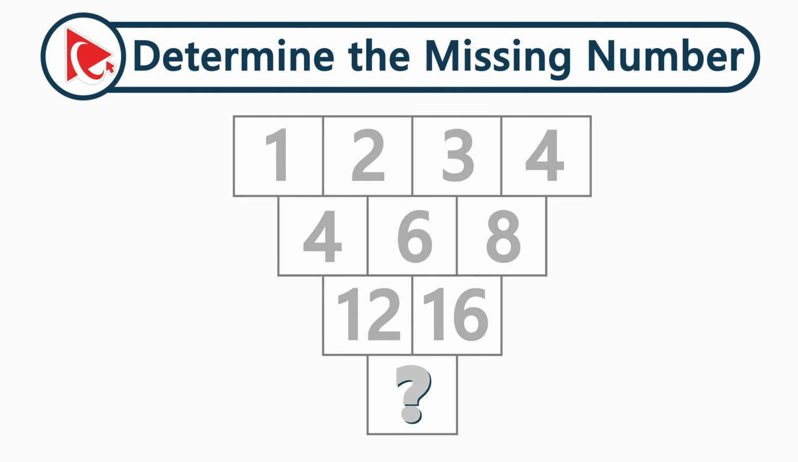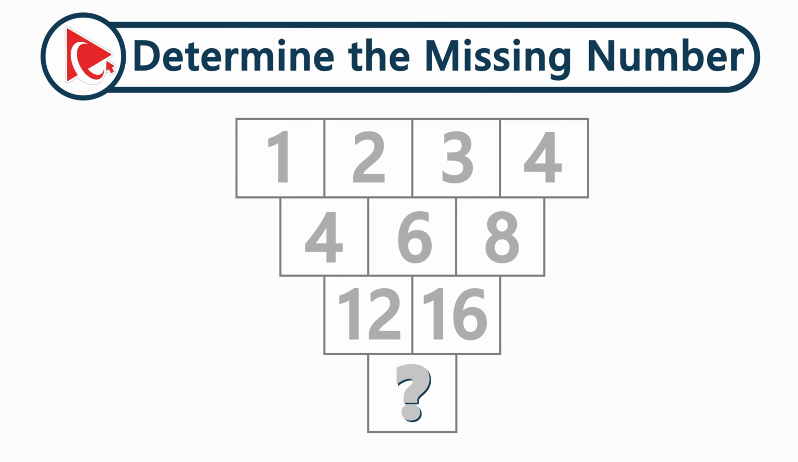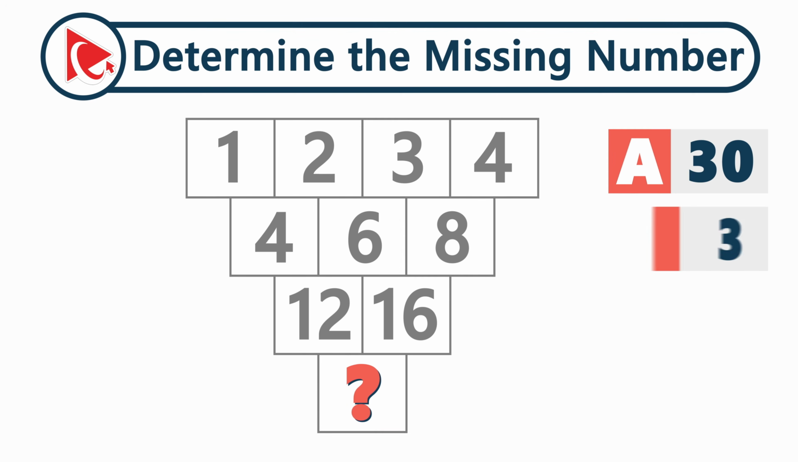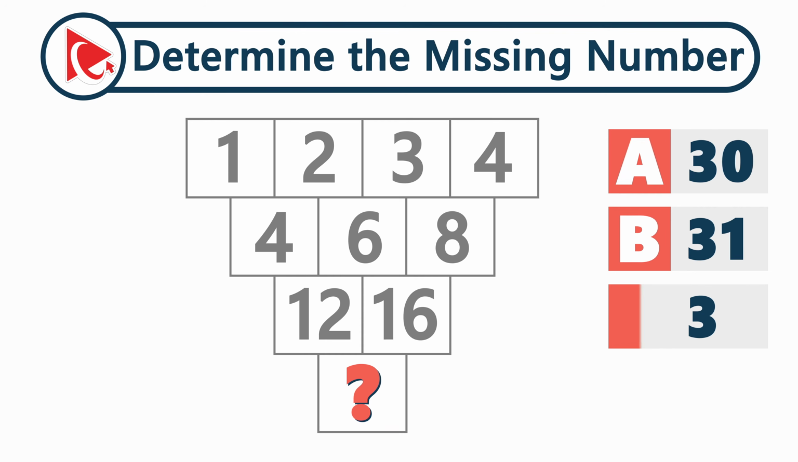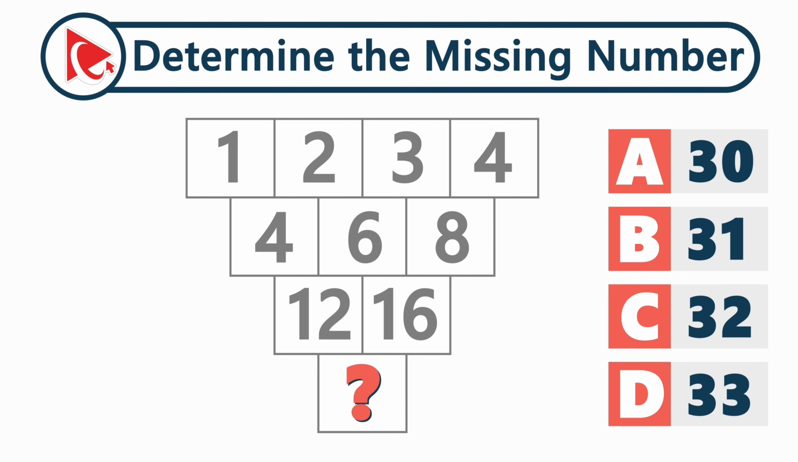In this question, you're presented with a reverse pyramid. First row in the pyramid has numbers 1, 2, 3, and 4. See the pattern here? Second row has numbers 4, 6, and 8. Third row has numbers 12 and 16. And then comes the missing number, which you need to calculate and select your answer out of 4 possible choices. Choice A, 30, choice B, 31, choice C, 32, and choice D, 33. When you have your answer ready, I'll walk you through the solution. Let's begin.